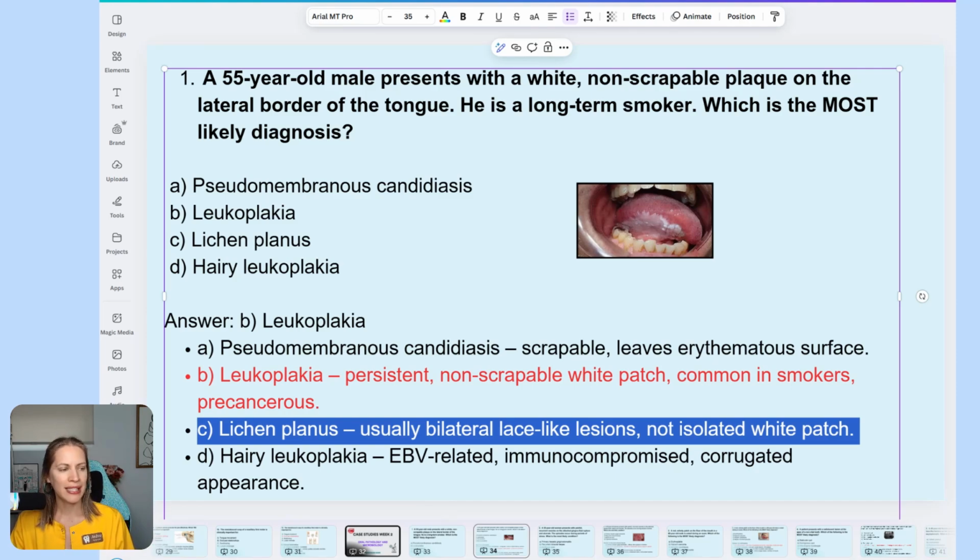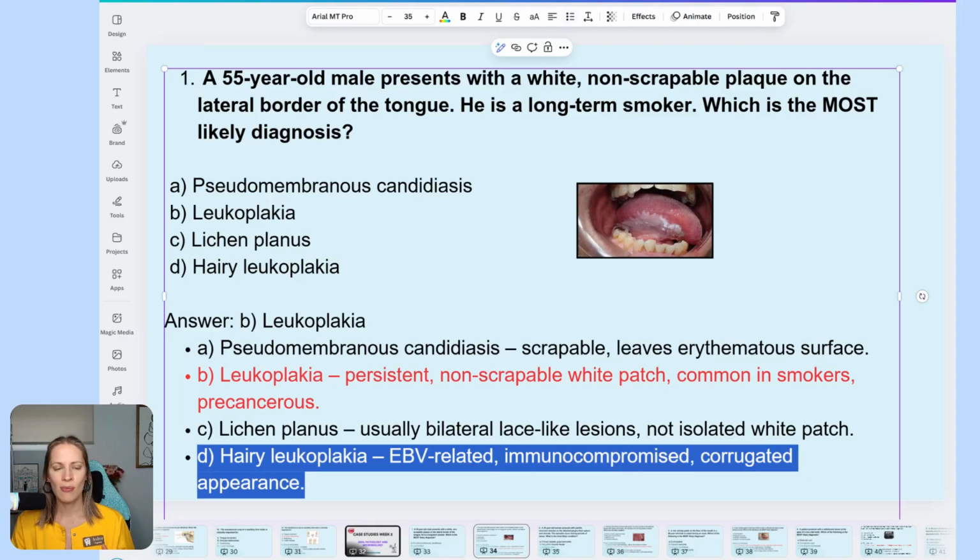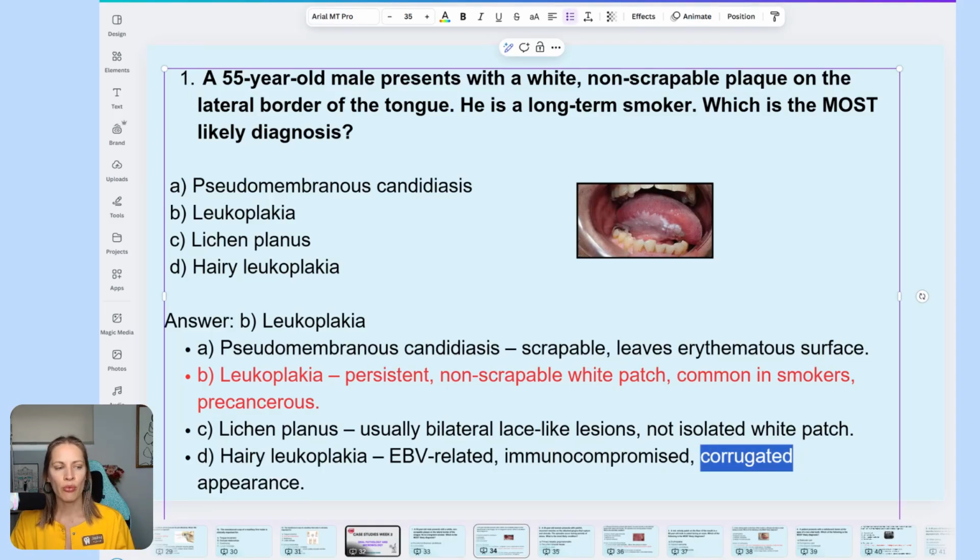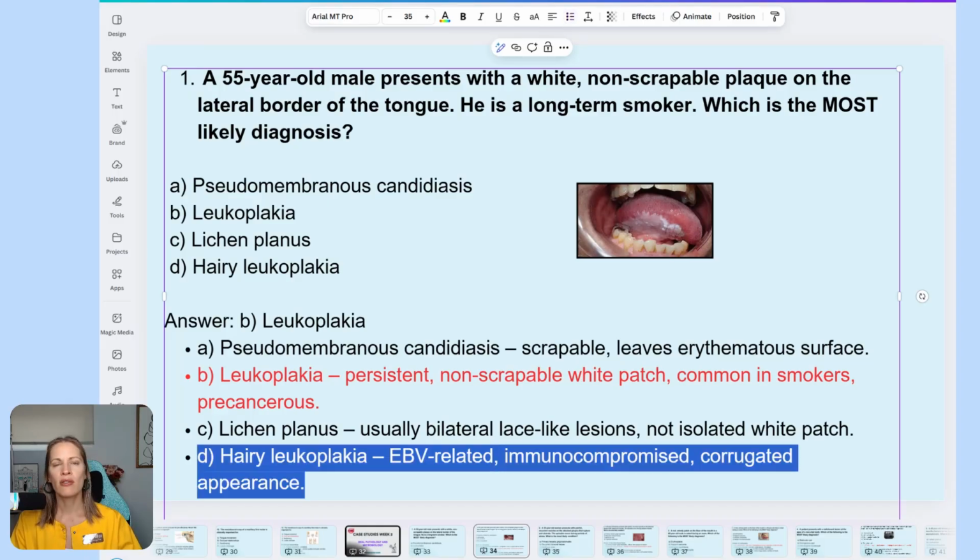And it couldn't be D because I would say this is more of a wrinkled appearance. Corrugated here means wrinkled. So you do need to know the different meanings when you're taking the dental hygiene board exam specifically, but also the dental assisting one. Hairy leukoplakia is a more wrinkled appearance and it's typically black, brown.